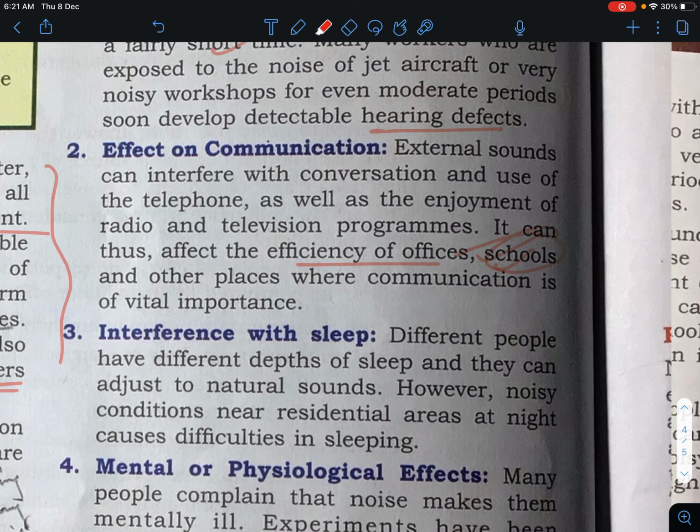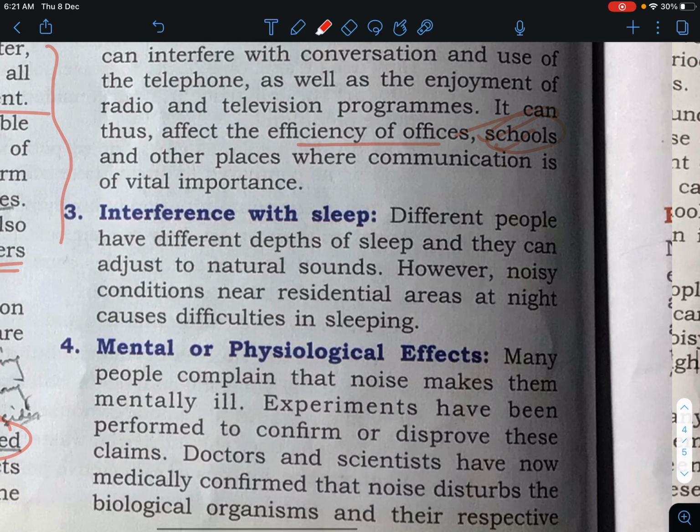Now the third point is interference with sleep. What does interference with sleep mean? Different people have different depths of sleep. Some people sleep very lightly, and some people sleep very deeply. They can adjust to natural sounds. However, noisy conditions near residential areas at night cause difficulties in sleeping. Some people get affected by noise pollution in their sleep.